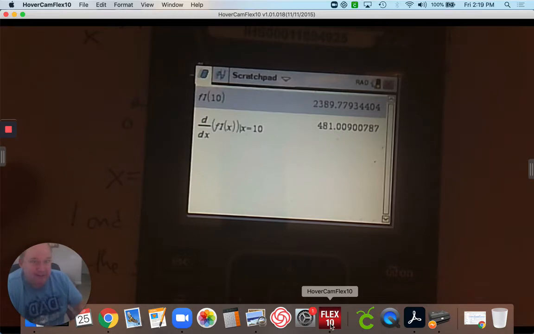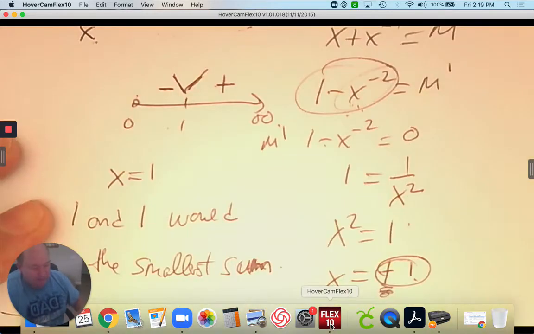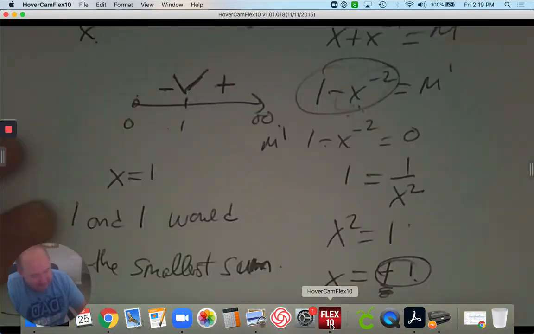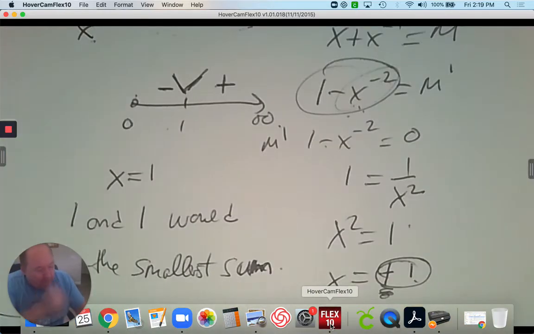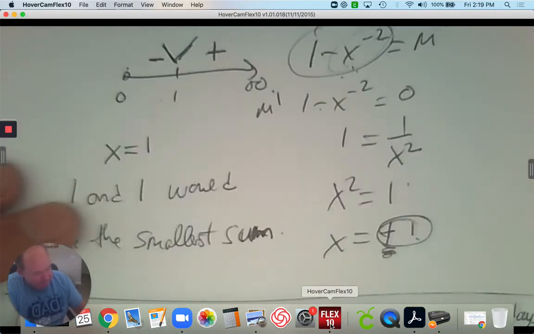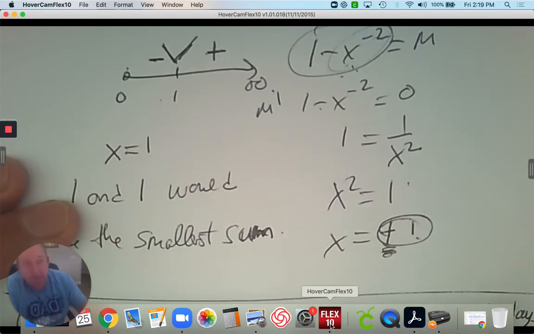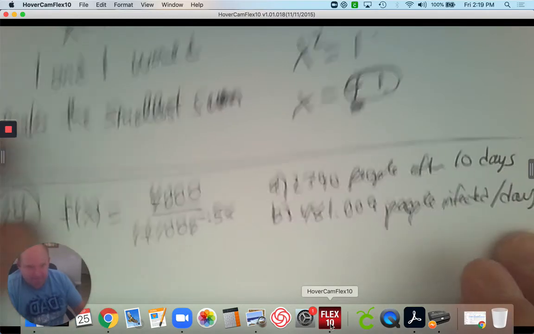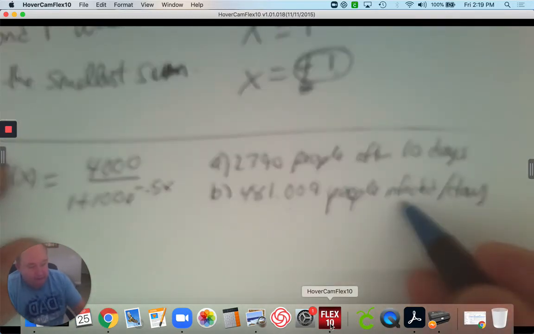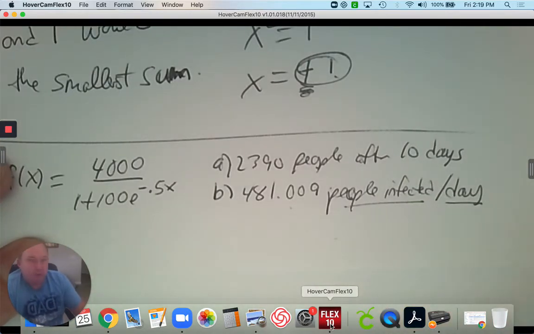And then what you type in is F1 at x. This is a rate, so decimals are good. This would be people per day infected. Oop, there it is. So this is a rate. The first one was just a count. Part C.